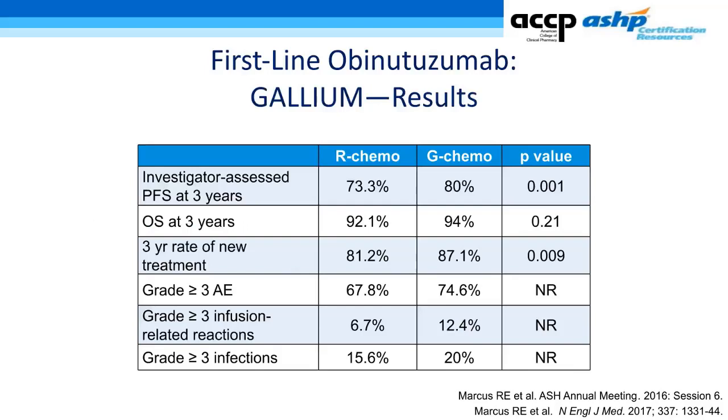So the results of the GALLIUM study are shown here, and my impression of this study was that the results are essentially a wash. There was a statistically significantly greater progression-free survival at 3 years for patients who received Obinutuzumab. However, there were also higher instances of grade 3 or higher adverse events, grade 3 or higher infusion-related reactions, and grade 3 or higher infections in patients who received Obinutuzumab. So although it may have worked slightly better, it was also more toxic. You'd also need to give serious consideration to cost in this scenario, given the availability of Rituxan biosimilars now.